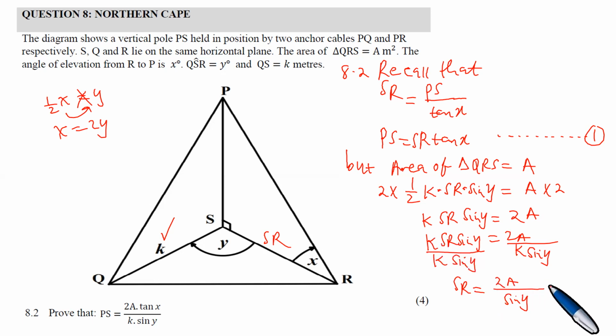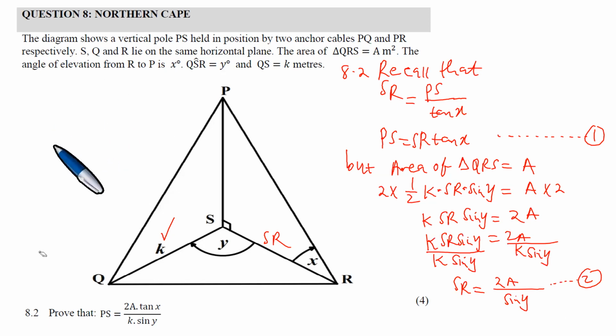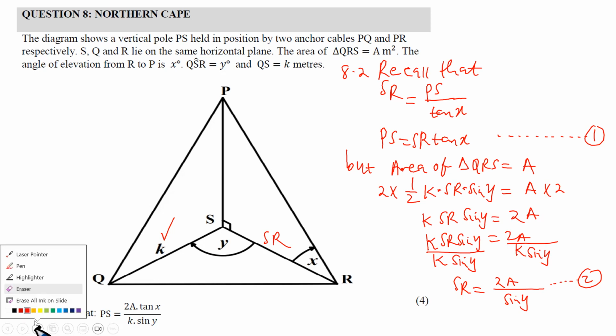Now we have this one is actually equation two for us, and we got equation one there. And now we are in a good position to conclude this question from the province of the Northern Cape, and we have the final result. What is the final result?